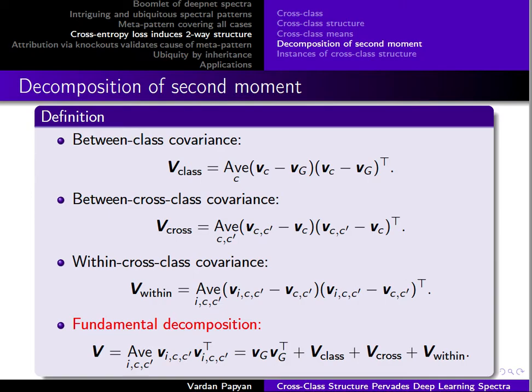Why is this important? This is important because I'm going to show you how the different spectral patterns that appear in the second moment matrix V can be attributed to one of these matrices. The top outlier is going to be due to this matrix. The C-1 outliers are going to be due to this matrix. The C² minus C outliers are going to be due to this matrix. And the bulk is going to be due to this matrix.